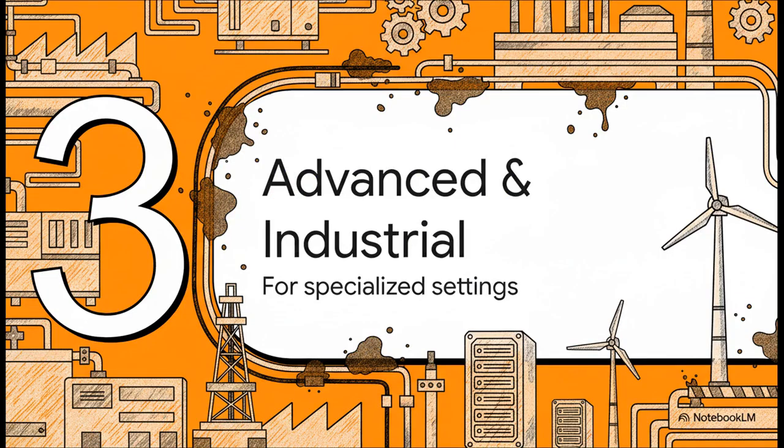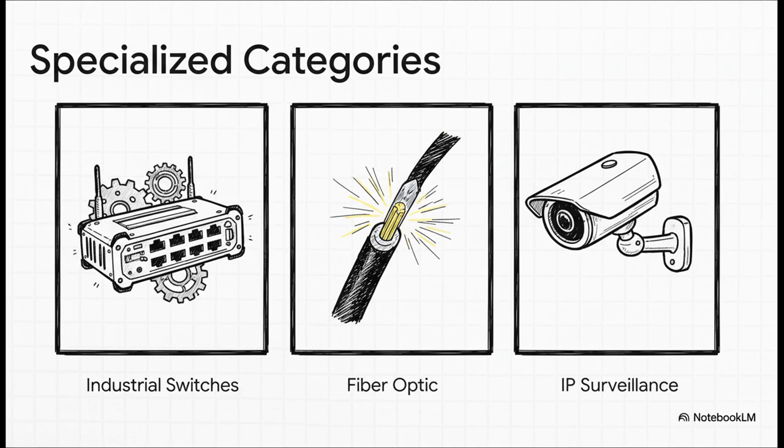All right, so not all networking happens in a nice, clean, air-conditioned office, right? Let's take a look at some of the more advanced and industrial solutions, gear that's designed for specialized and frankly pretty demanding environments. So in this category, we're really talking about three main areas. You've got these super tough industrial switches, the world of ultra-high-speed fiber optics, and some very advanced IP surveillance systems.